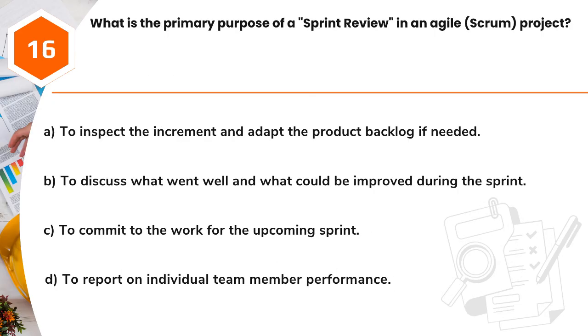Question 16. What is the primary purpose of a sprint review in an agile Scrum project? A. To inspect the increment and adapt the product backlog if needed. B. To discuss what went well and what could be improved during the sprint. C. To commit to the work for the upcoming sprint. D. To report on individual team member performance.